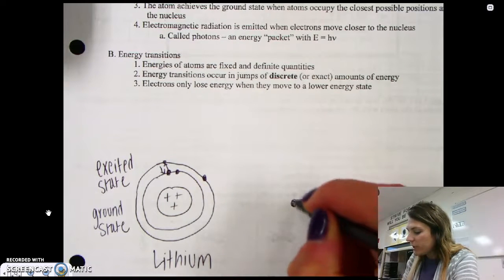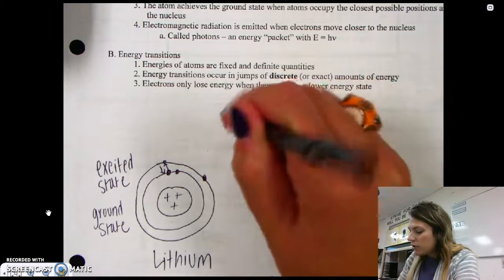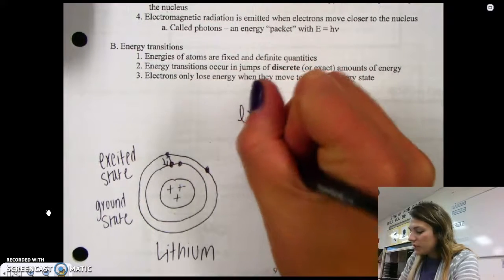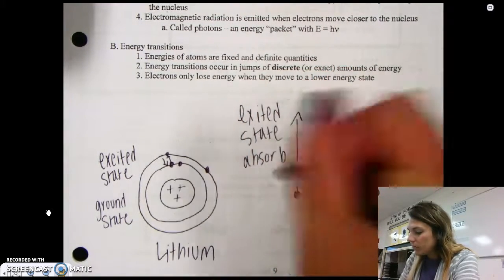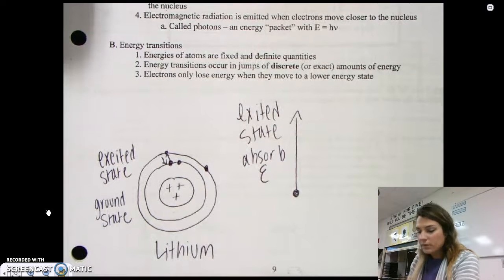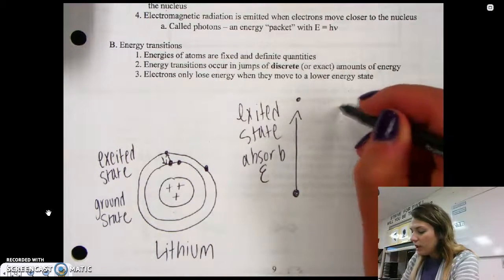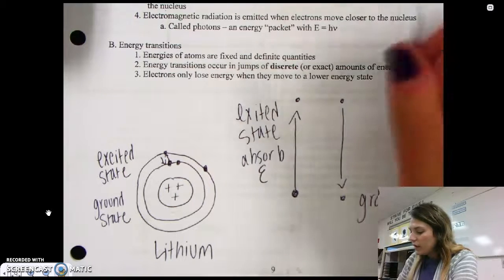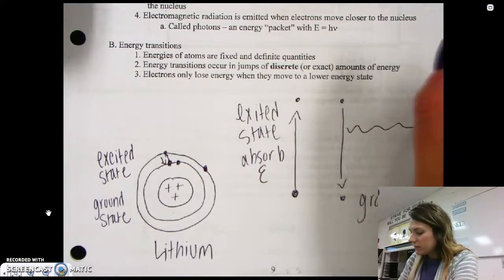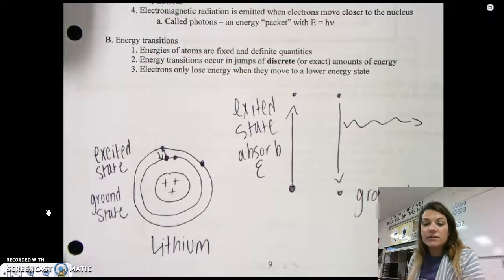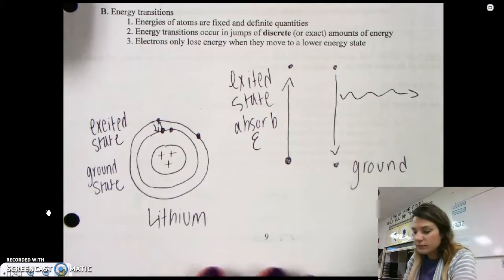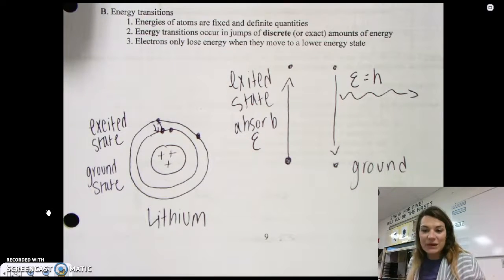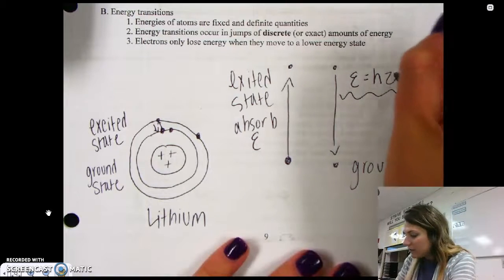So if I'm looking at this on a higher scale, if the electron moves up to the excited state, it's going to absorb that energy, and we're going to call energy E. So the electron's now up here. And when that electron falls back down to the ground state, it's going to release it. More specifically, it's going to release the energy in this thing called a photon. And that equation is the energy is equal to h, which is a constant, which we're not going to talk about, times the frequency.